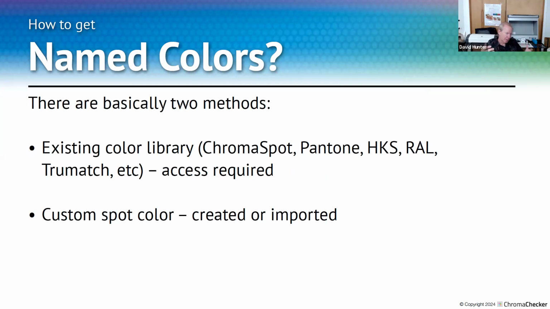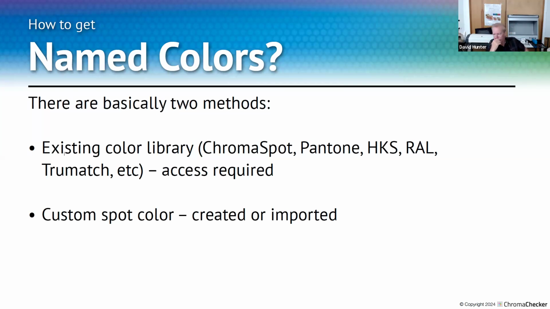Now, how do we get name colors? There's a couple ways we can get name colors. One is through existing color libraries. So whether you use ChromaSpot, which is a free spectral-based library, go to chromaspot.org. We've done a couple sessions on ChromaSpot, very exciting color library. Or you can use Pantone.